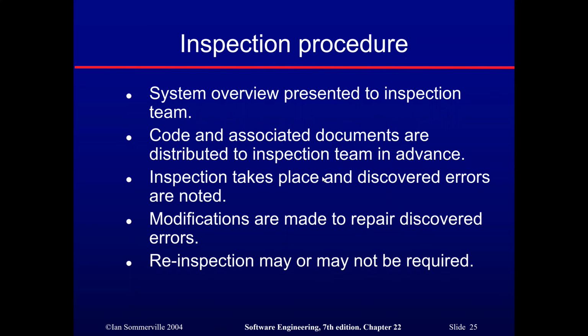Okay, let's look at the inspection procedure. A system overview is presented to the inspection team. Code and associated documents are distributed to the inspection team in advance so that they can inspect any document they find necessary. Inspection takes place and discovered errors are noted. Modifications are made to repair discovered errors, and reinspection may or may not be required after the errors are repaired.